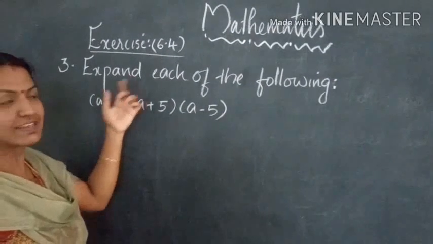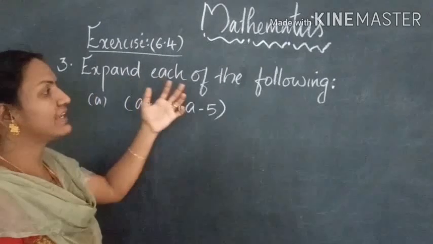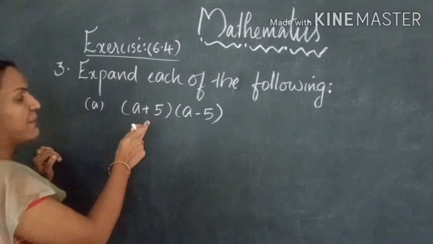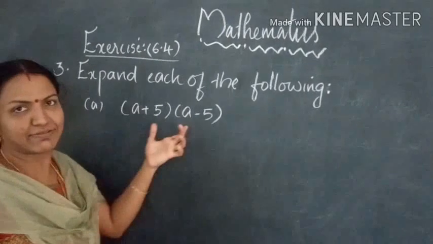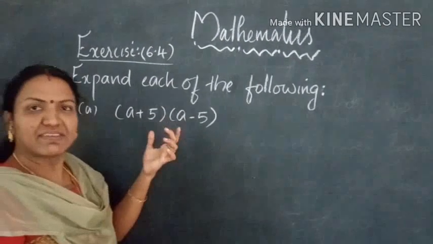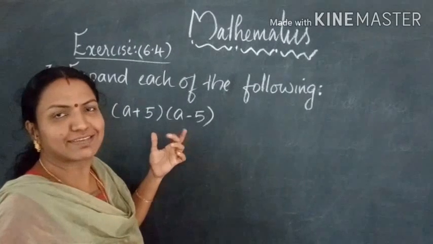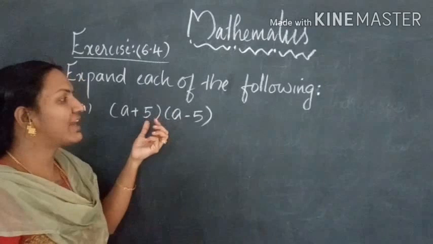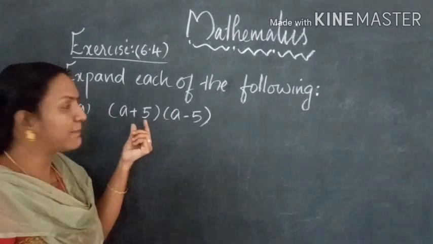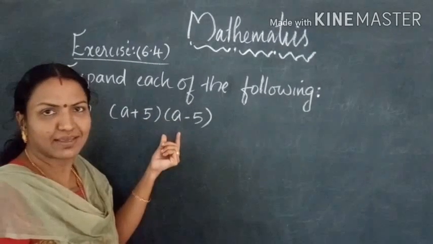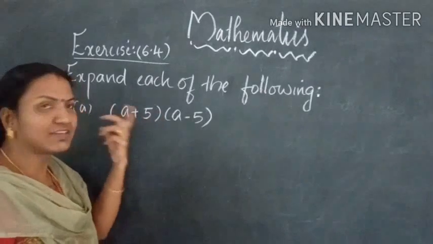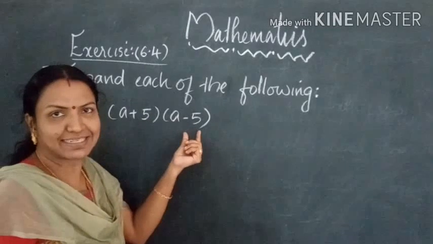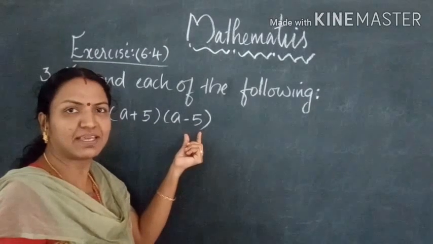Third problem from exercise 6.4. Expand each of the following. Option A: (a + 5)(a - 5). In the previous class, we discussed the standard identities. Which identity can we use in this problem? (a + 5)(a - 5). The same pattern is studied in one identity: (a + b)(a - b). What is (a + b)(a - b)?